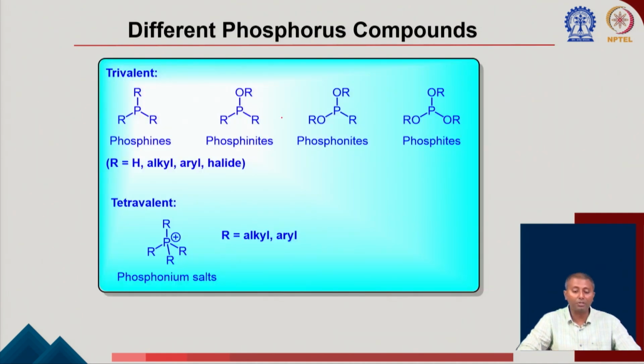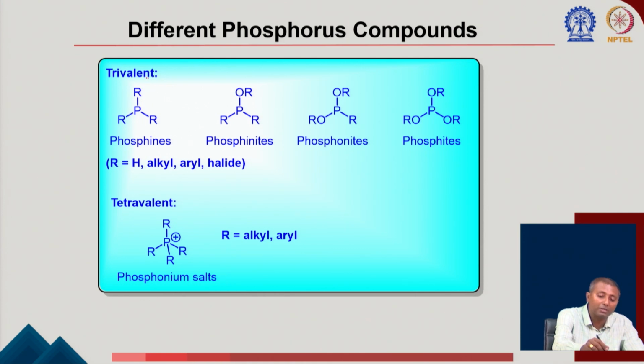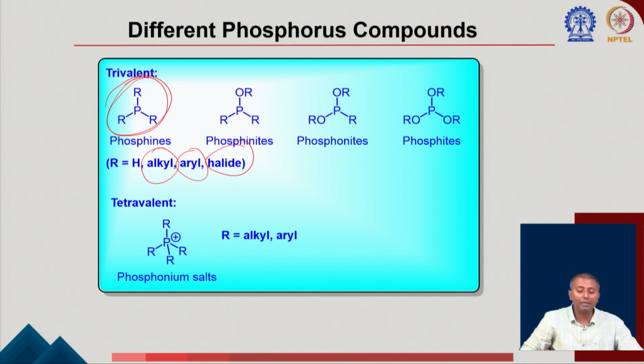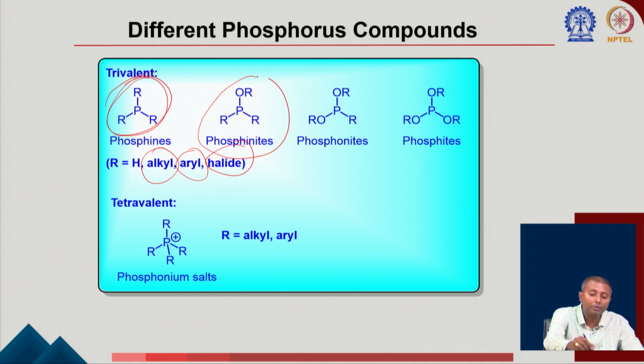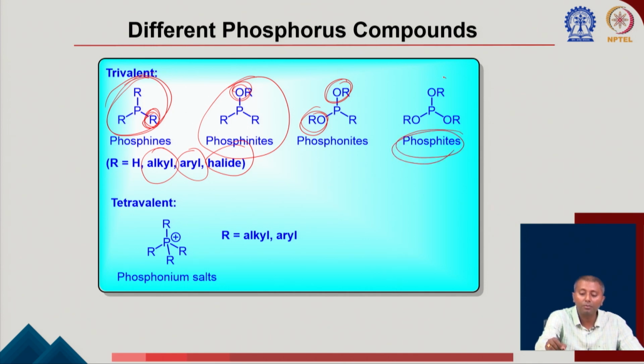I am going to talk about the different phosphorus compounds. Here is the list of different trivalent phosphorus compounds. The phosphine, where phosphorus has 3 H or 3 alkyl, aryl, or halides. So these are the class of compounds called phosphines. And then there are phosphinites, when one of the R is replaced by one OR. Then phosphonites, where 2 R are replaced by 2 OR. And then finally phosphites, when all 3 R groups are replaced by 3 OR groups.